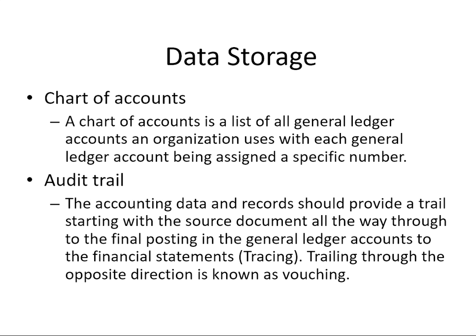We also have the chart of accounts. The chart of accounts is a list of all the general ledger accounts an organization uses, with each general ledger account being assigned a specific number. For example, the chart of accounts will start with cash, typically account number 101. Now this is called a chart of accounts. So it's like an index of the book.